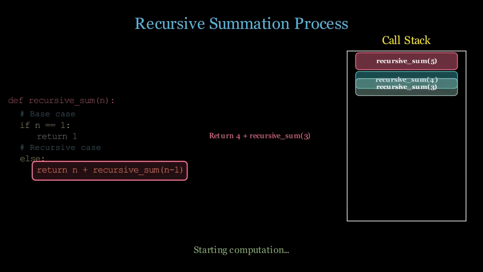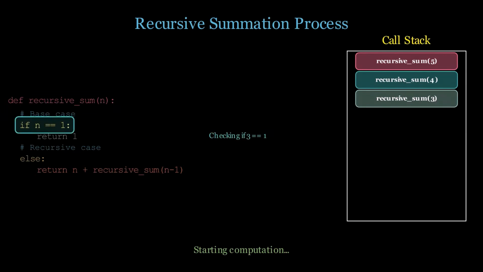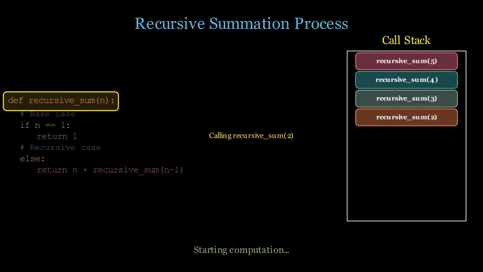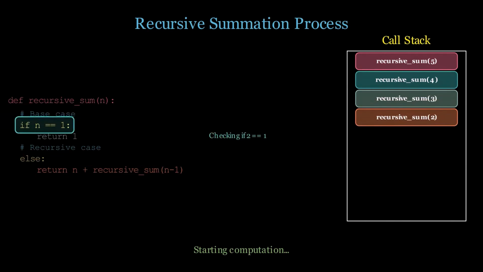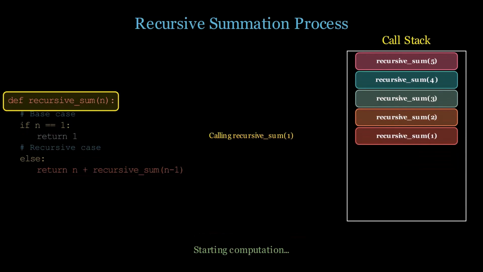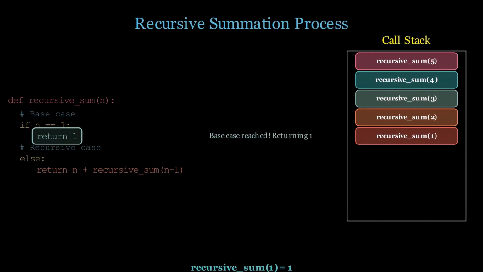Sum of 3 is called into the stack. It checks if it's a base case, then computes 3 plus sum of 2. Sum of 2 is called into the stack. It checks if it's a base case, then computes 2 plus sum of 1. Sum of 1 is called into the stack. It checks if it's a base case. The results now bubble back up the chain, completing the pending operations.